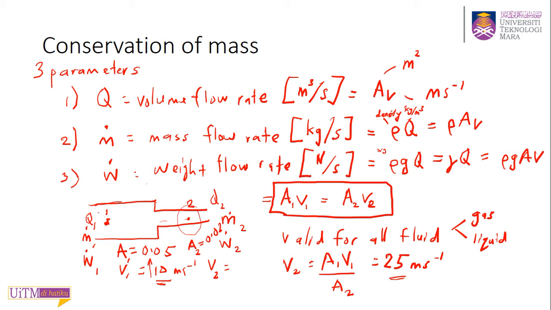Okay, so that's the first equation, which is the conservation of mass, where we balance the mass. And when we talk about the mass, there are three parameters: the volume flow rate, mass flow rate, and weight flow rate. Okay, can we move forward? Now is one. Okay, next one.